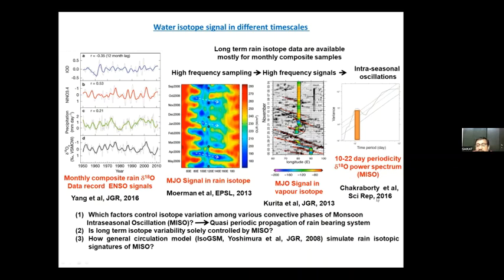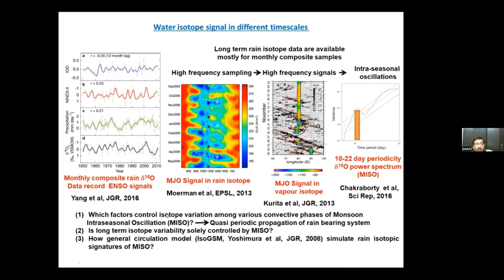So this is our study in the Andaman Nicobar Islands in 2016. There we found that the isotope values capture even 10 to 20-day periodicity. So what signatures the water isotopes will preserve depends entirely upon the frequency of sampling.